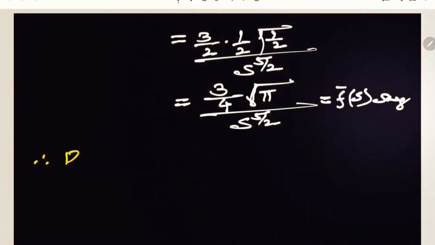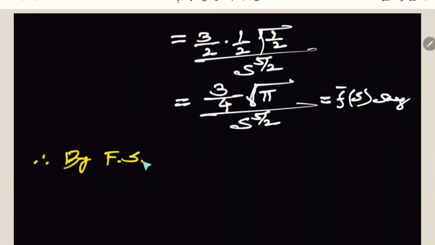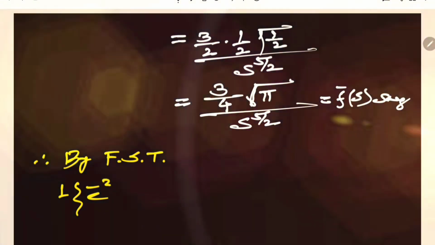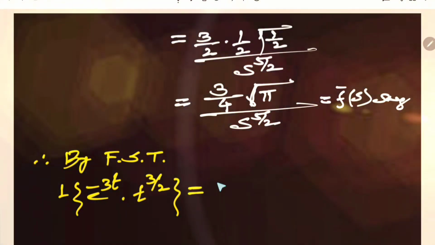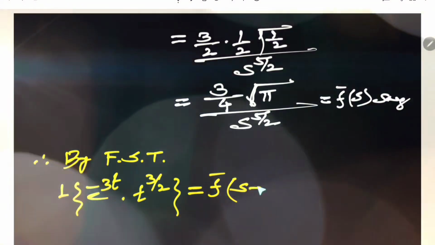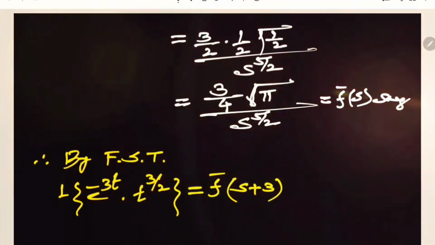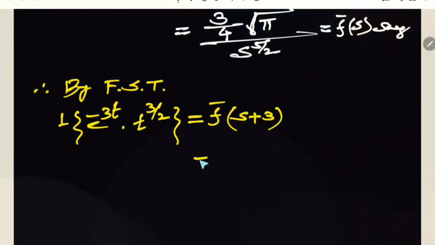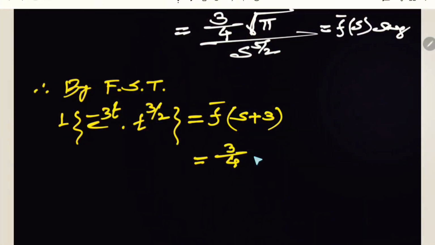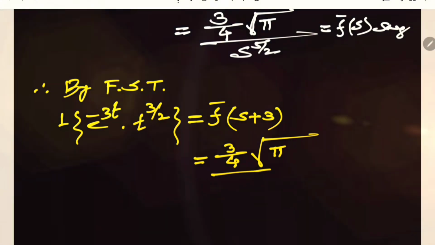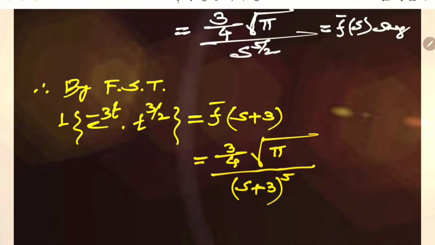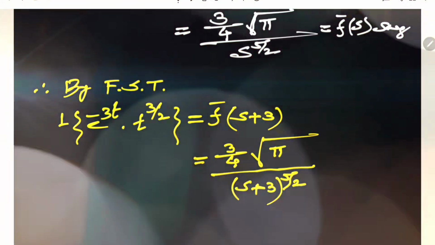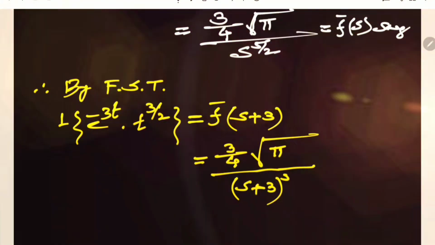Then by the first shifting theorem we get Laplace of e raised to minus 3t into t raised to 3 by 2 as f bar of s plus 3, replacing s by s plus 3 in the above result. Therefore we get the value as 3 by 4 square root of pi divided by s plus 3 whole raised to 5 by 2, as the answer or the value of that Laplace transform.